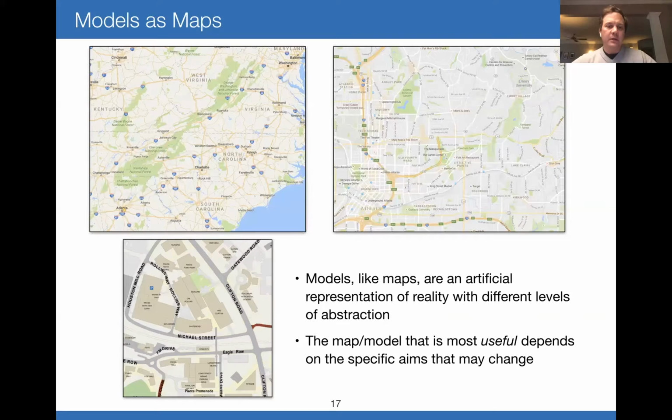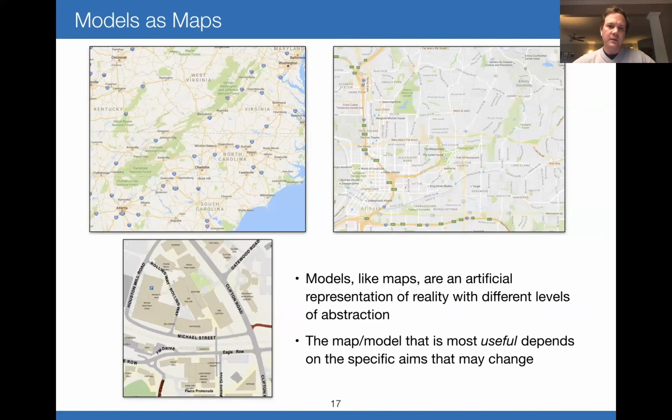Another metaphor for models are maps. Models like maps are an artificial representation of reality with different levels of abstraction. So we might use one map at a particular level of zoom to get us from Washington, D.C. to Atlanta, and another map zooming in further to get us from one side of Atlanta to the Emory campus, and another further map to get us from one side of the Emory campus to the other side of the Emory campus. And the map that we choose, the level of zoom that we choose within the map depends upon what we need to do, where we want to go.